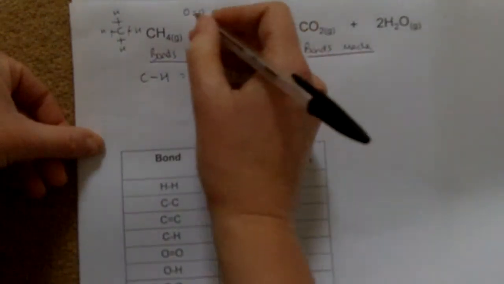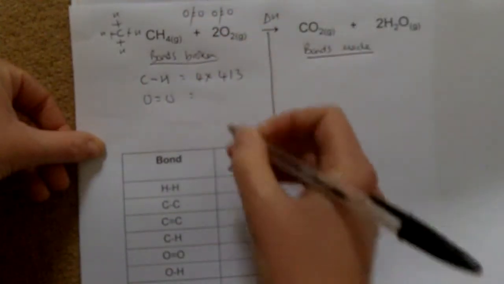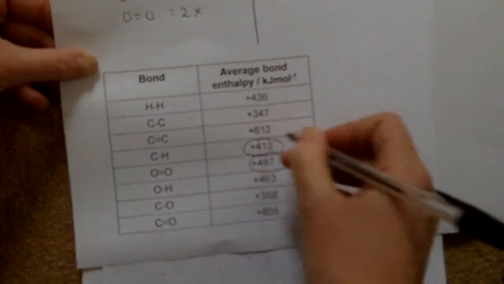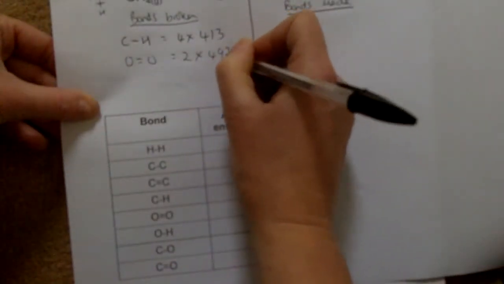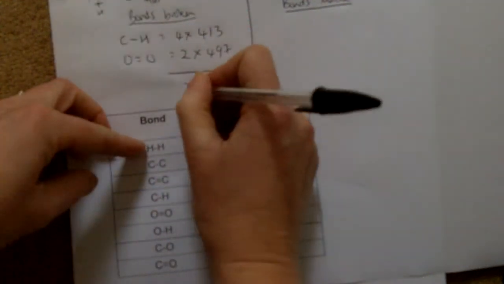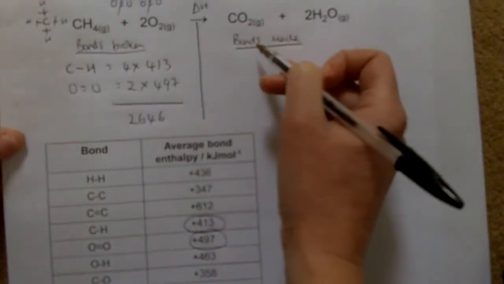And then there's oxygen, a double bond, and we're going to break 2 of those, and that is 497. Put the value there. Total, what that side equals should come to 2646 kilojoules per mole. 2646. Do exactly the same on the other side.